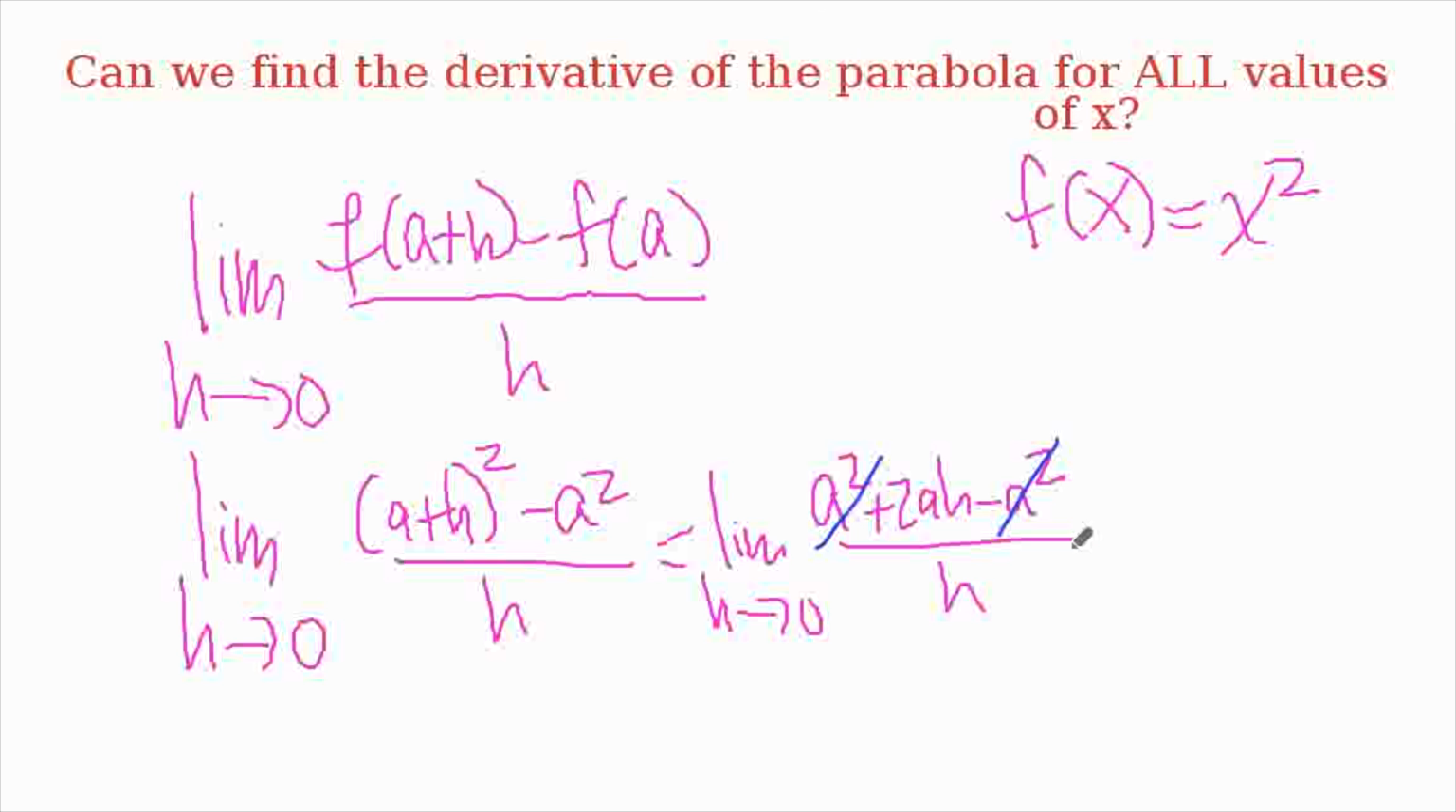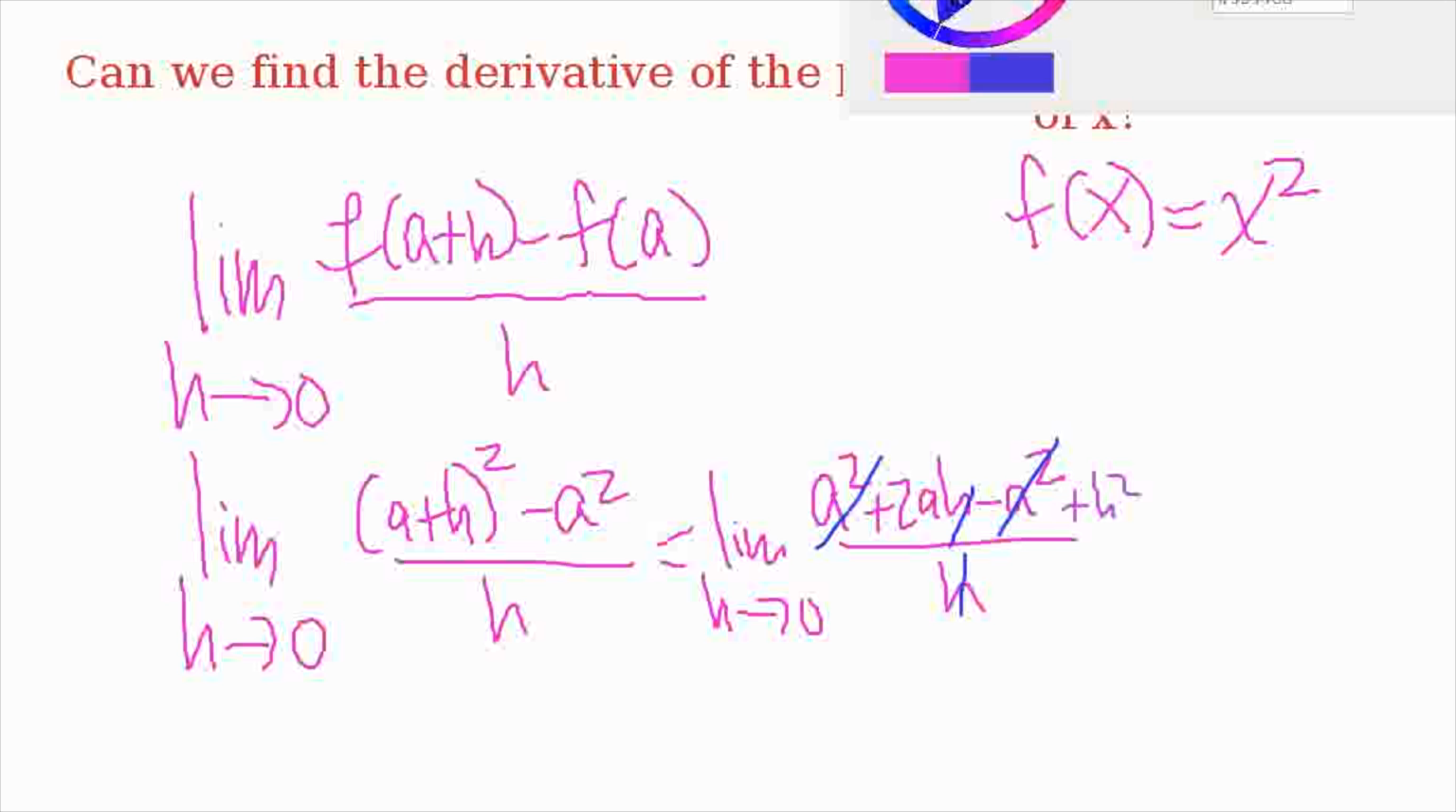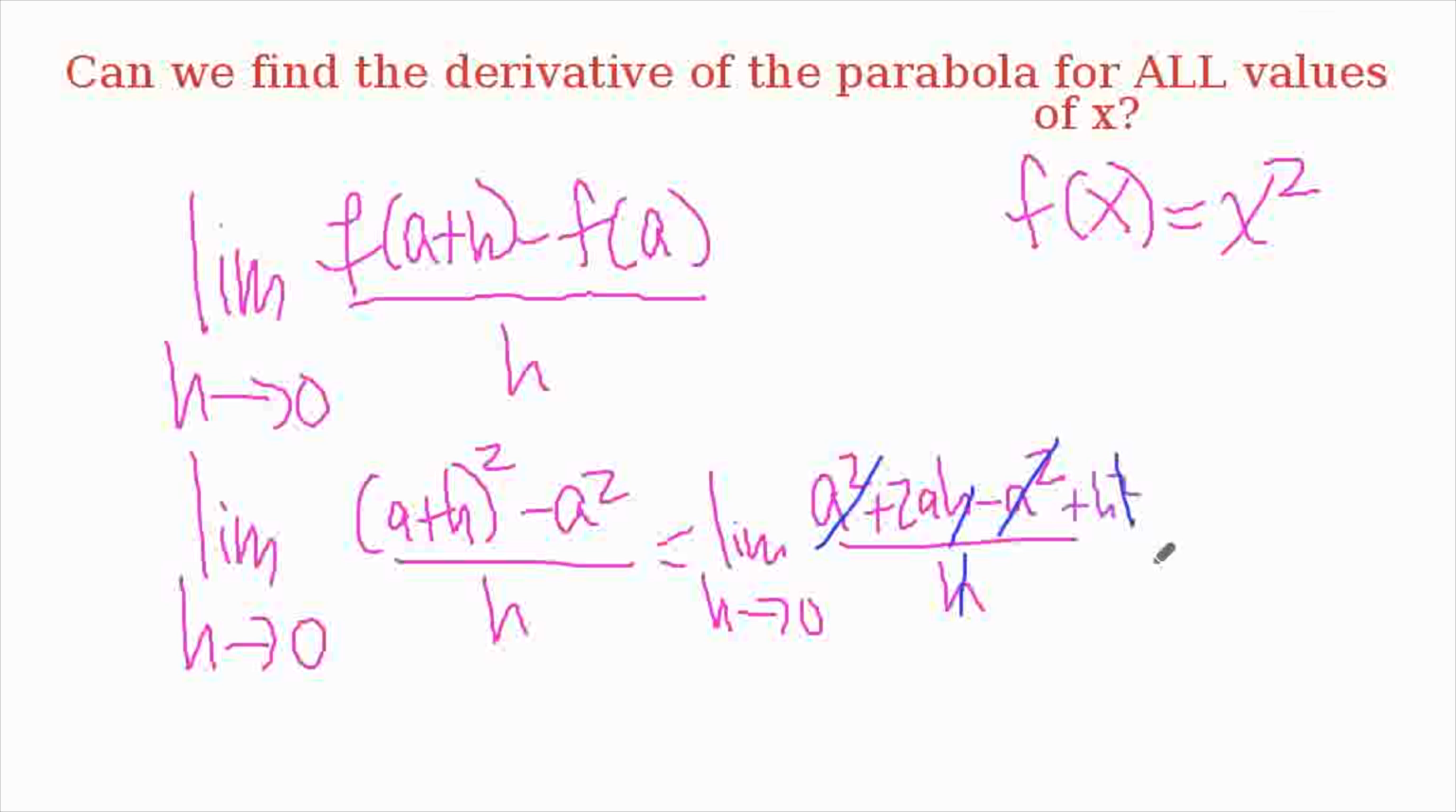The a squareds cancel, and I also have a plus h squared. Let me put that plus h squared, and then the h's cancel with one of the h's in the h squared. So the whole thing reduces to the limit as h approaches 0 of 2a plus h. Okay, and that's equal to 2a. All right. So the derivative for any value of a is equal to 2a.